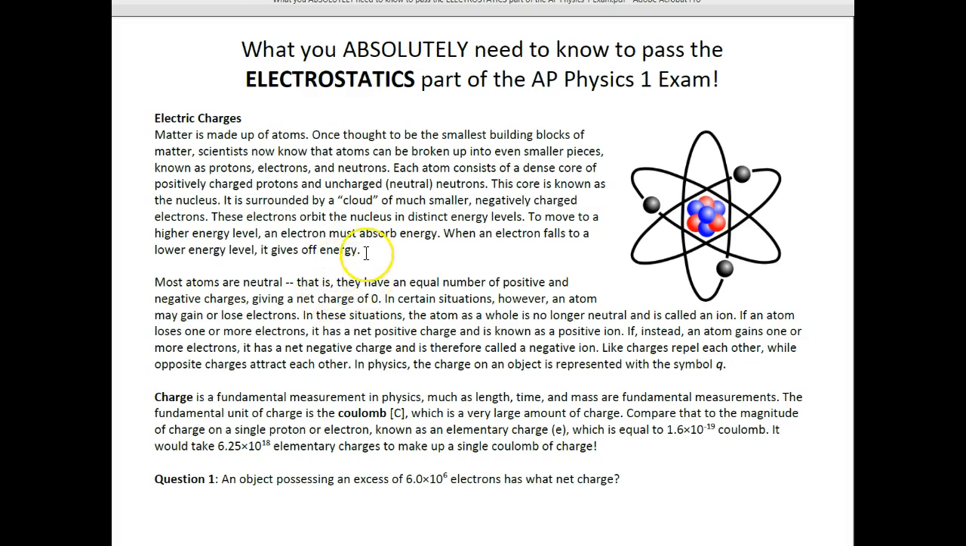Hey, this is Horner. We're going to talk about what you absolutely need to know about electrostatics in order to pass this part of the AP Physics 1 exam.